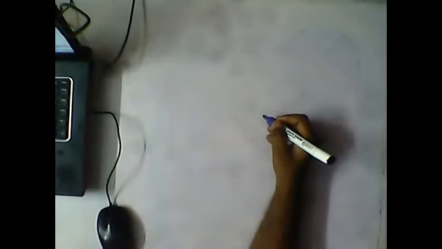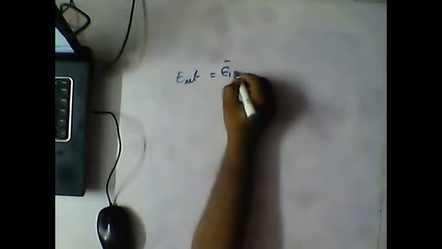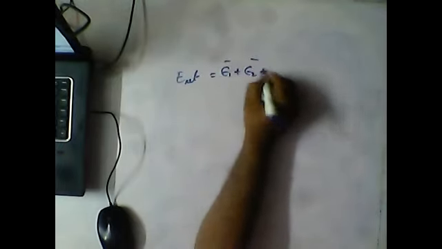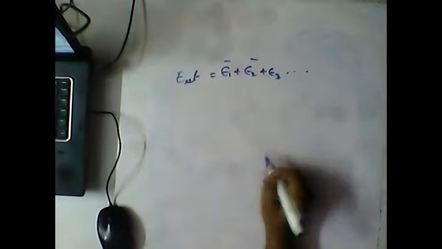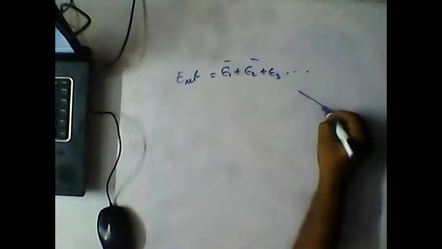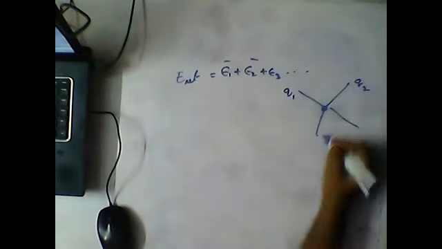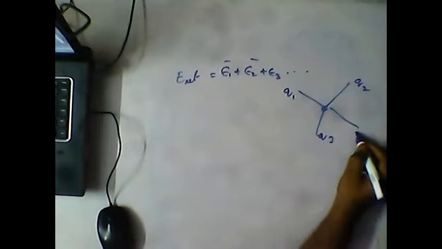Now coming to the principle of superposition. Principle of superposition of electric field intensity. We can write this as E net is equal to E1 bar plus E2 bar plus E3 bar, and so on. Here, for example, these are the 4 charges. Here we can write Q1, Q2 and Q3, and here I can write Q naught.